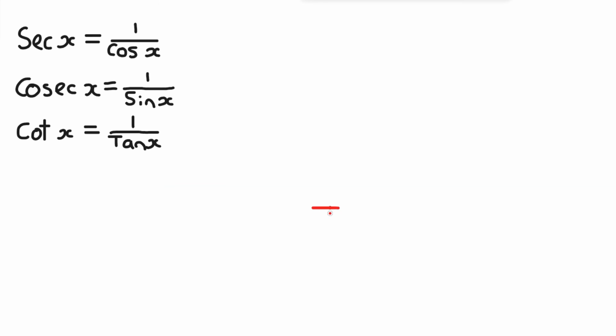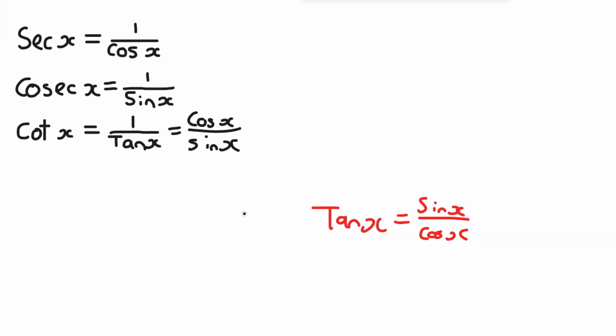Now, as tan x, as we know from first year, is equal to sin x over cos x, we can also write cot x as cos x over sin x, like this. Now, the full names of these are secant, cosecant, and cotangent, respectively, although this isn't that important.